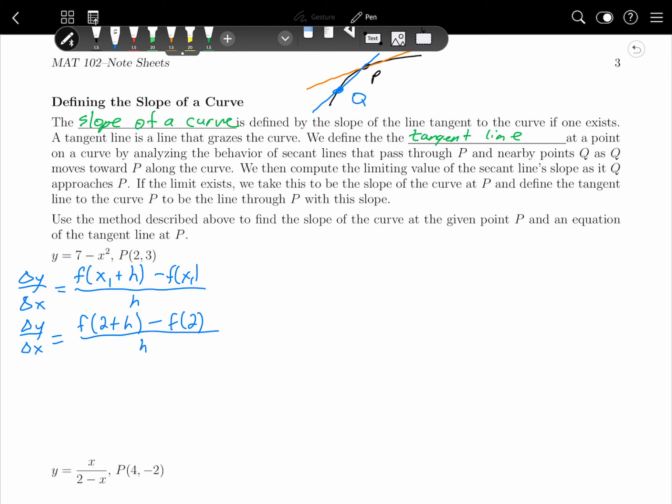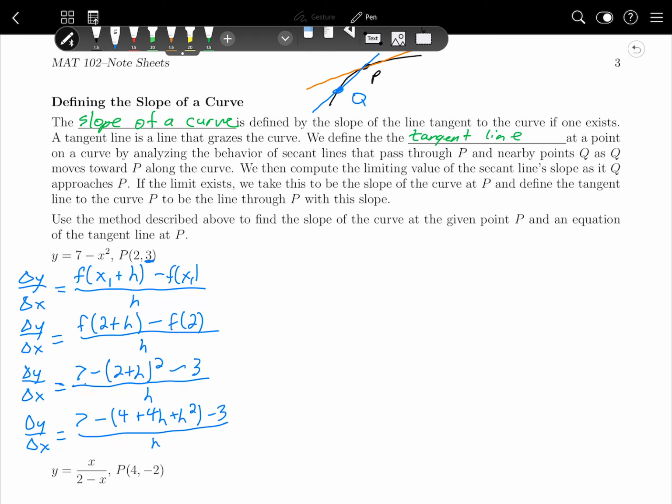Okay, and now we can substitute those into the function. So this would be delta y over delta x equals 7 minus (2 plus h) squared minus, and now here we could plug 2 into the function, but if you do, what you should notice is you get this y value, right? So that's going to be 3, over h. Okay, and now we're going to try to simplify this. So delta y over delta x equals 7 minus, I multiply (2 plus h) out, and that's 4 plus 4h plus h squared, minus 3 over h.